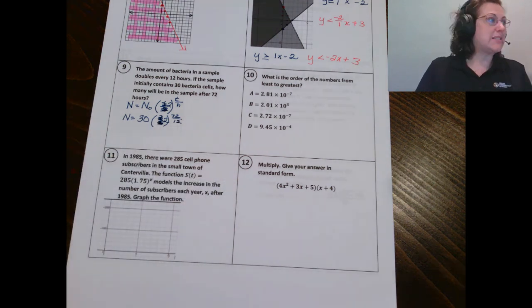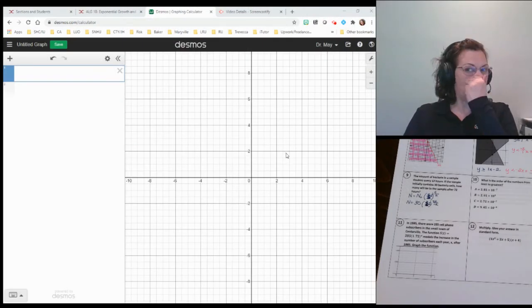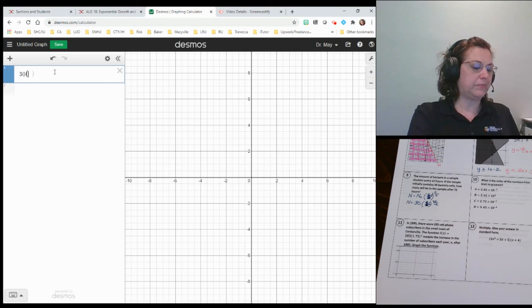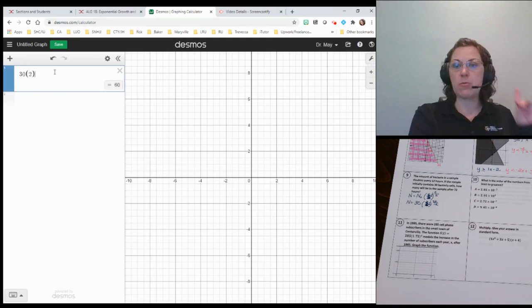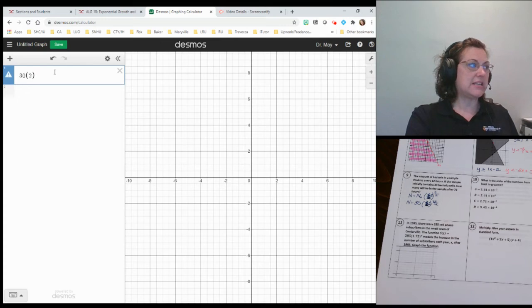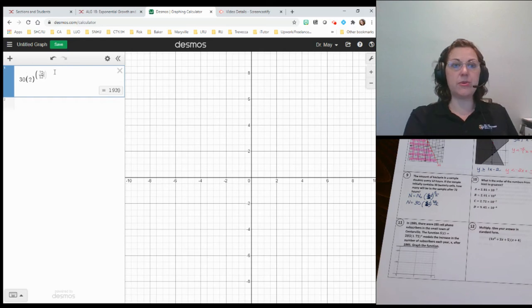So let's go to our Desmos calculator now. I'm going to switch our view so you can see that. Still working in that same graphing calculator. By the way, I'll link it below in the description so you can use it. And I'm going to type this in, friends. I've got 30 parentheses 2 close parentheses. Now I want you to use the caret. That's shift 6. Get in the exponent, and you're going to have to put a parentheses around this exponent so that you can do the division for it.